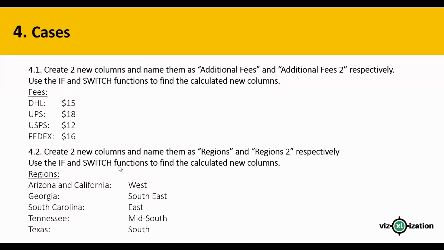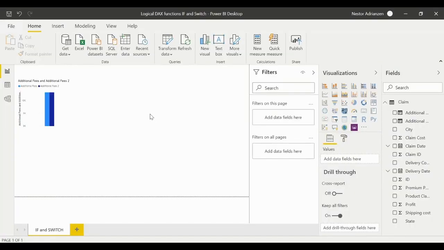So now it's time to work on the second case. Okay, remember that we have this information right here. Please keep that in mind. And we're gonna create two new columns as well, region and region 2. And we're gonna use the if function and also the switch function. Okay, let's do that. Let's go back to Power BI. All right, let's do it.